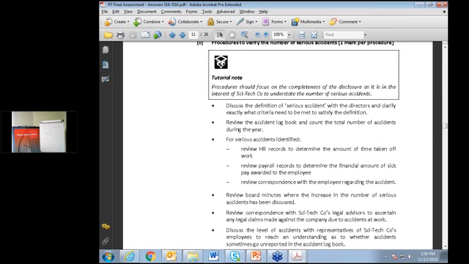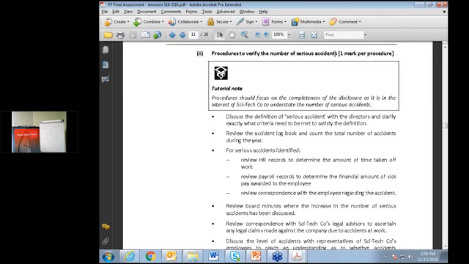However, you can see in the marking scheme here, and I'm going to highlight it, it says 1 mark per procedure. The tutorial note is procedures should focus on completeness of the disclosure as it is in the interest of SciTech company to understate the number of serious accidents. Now, why is it there?